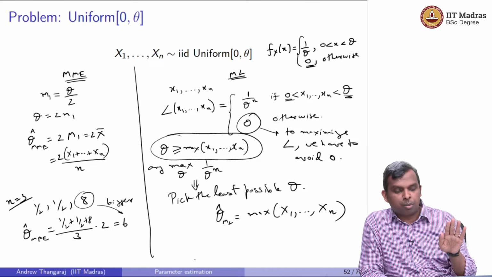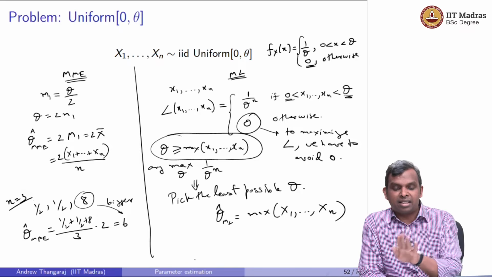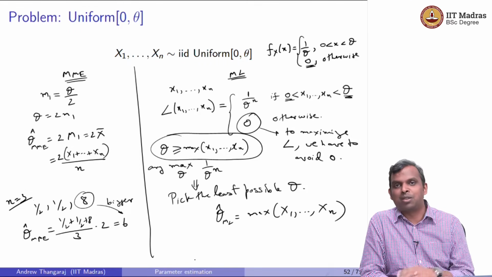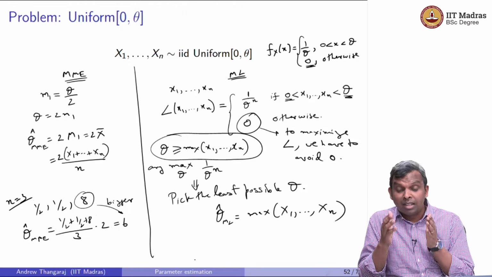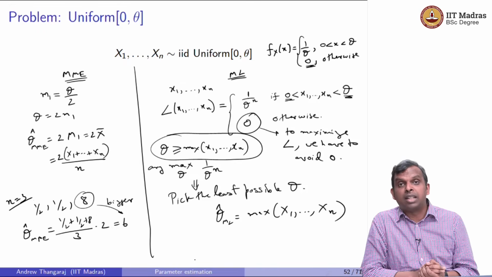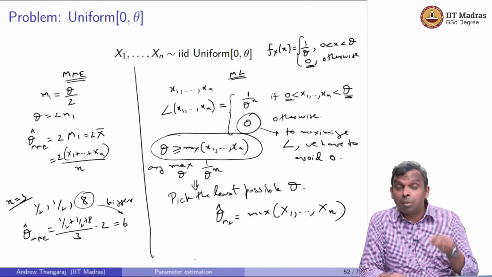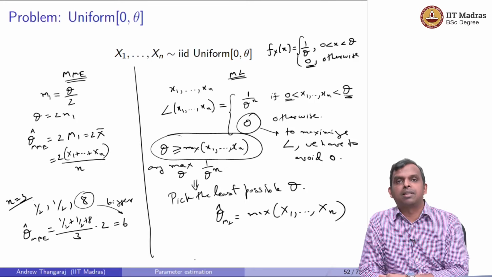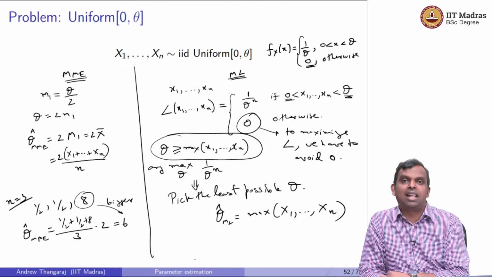So notice how the method of moments estimator disagrees so seriously with the ML estimator, right? It's 2 times the sample mean is what the method of moments is telling you. The ML estimator is saying you observe n samples from uniform 0 theta, you don't know theta. What is your maximum likelihood estimate for theta? Maximum of the observed samples. That maximizes the likelihood.